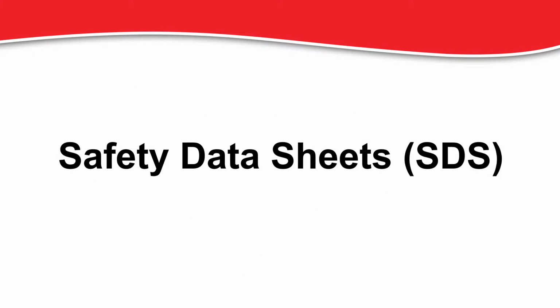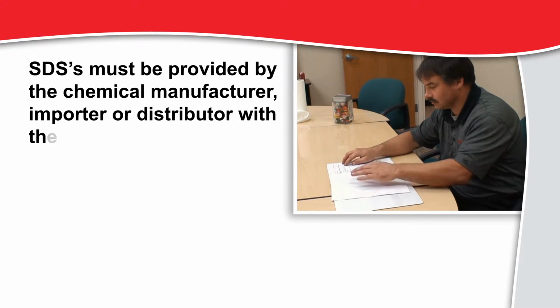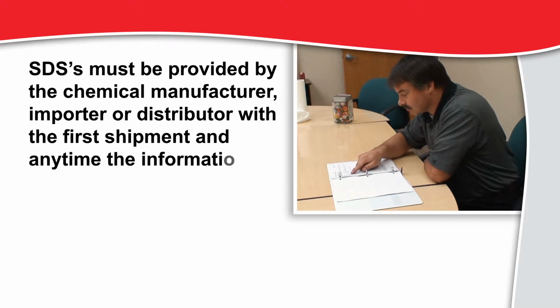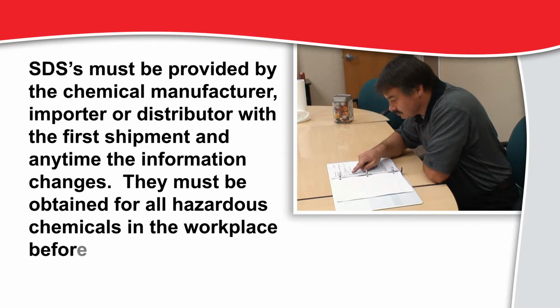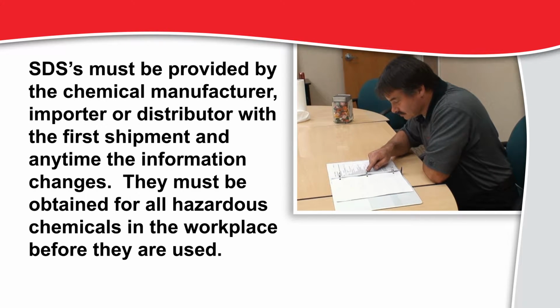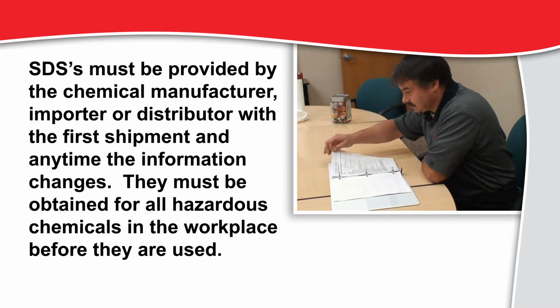Safety Data Sheets, SDS. SDSs, previously called Material Safety Data Sheets, or MSDSs, must be provided by the chemical manufacturer, importer, or distributor with the first shipment and any time the information changes. They must be obtained for all hazardous chemicals in the workplace before they are used. It is a best practice to have SDSs available for all chemicals in the work area.